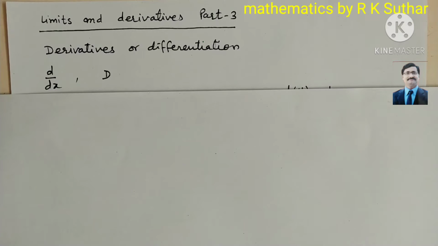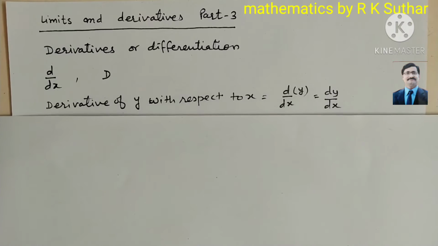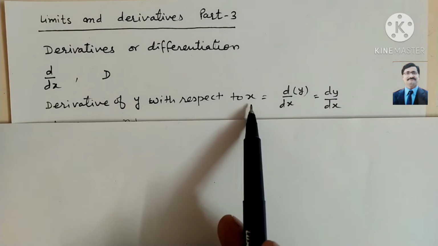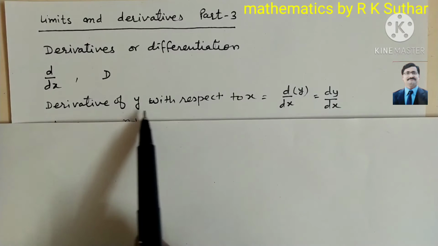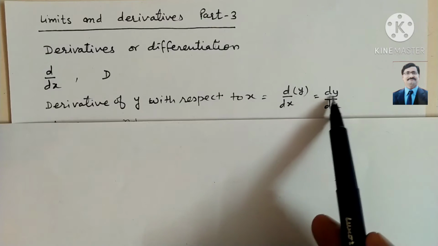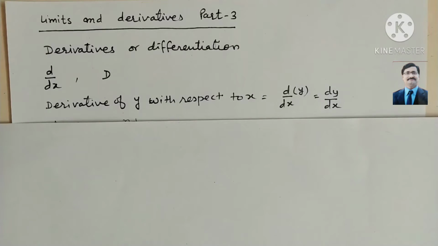Okay, and here we have to write the derivative of y with respect to x. The derivative of y with respect to x we will write this way, dy by dx, or we can write it this way, dy by dx.